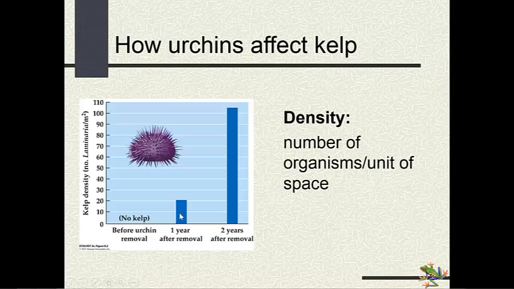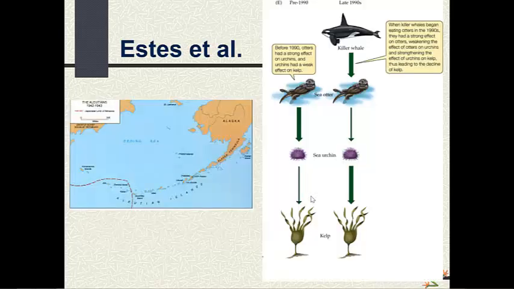And after they removed the sea urchins, 1 year later, there were 20 kelp per square meter, and 2 years after the removal, there were more than 100 organisms per square meter. So that suggests a causal relationship between kelp abundance and sea urchin abundance, but of course it doesn't prove it. Further studies have to be done.